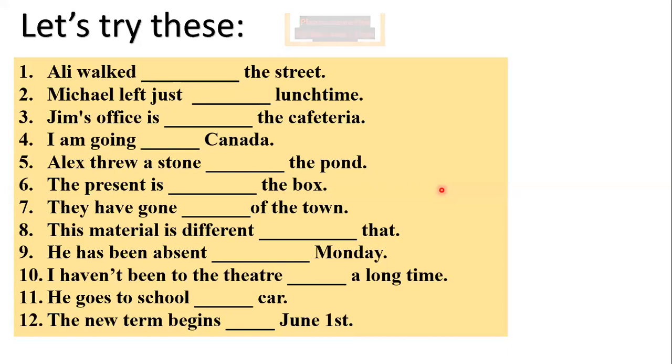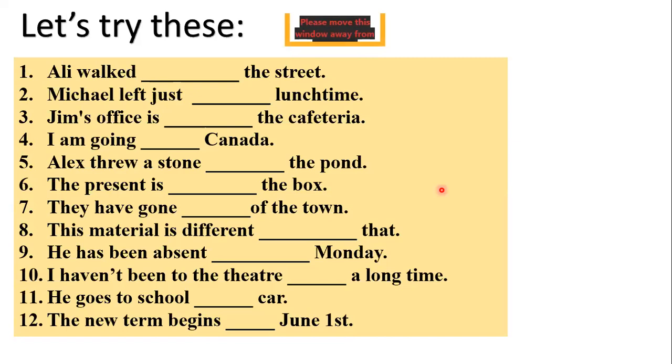The ninth one, Abdul Rahman, can you answer me? He has been absent dash Monday. Check the tense when you are answering. No, he has been absent on Monday. No, it has been, so has been. He has been absent from Monday. Okay, from is correct, but there is one more appropriate term that should come here. He has been absent since. Exactly, Alicia. Thank you for the answer. He has been absent since Monday.